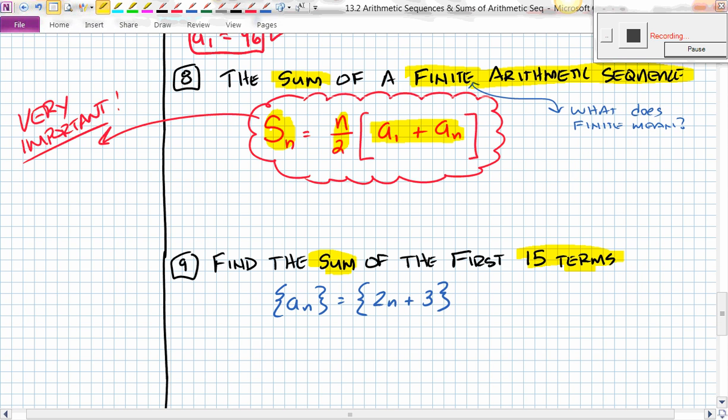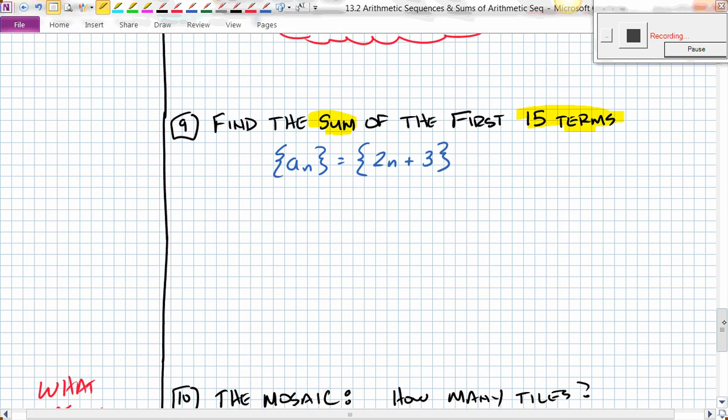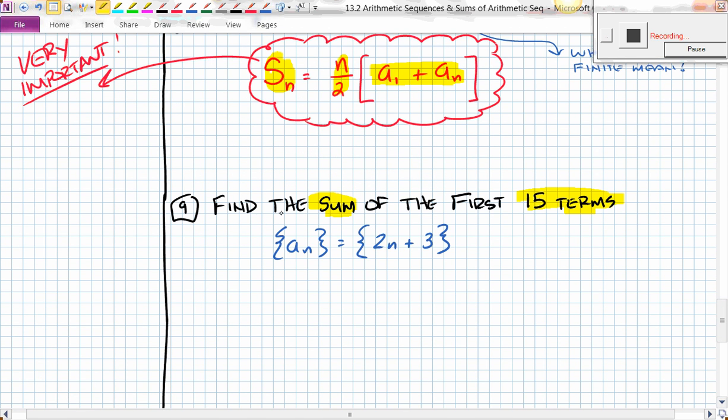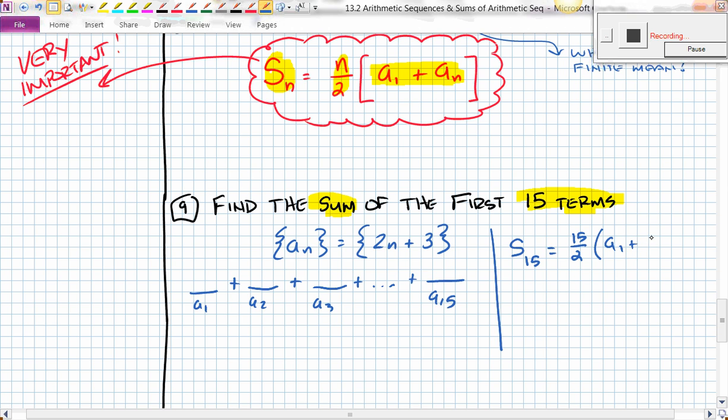All right, let's use that right here, and then we'll come back to our mosaic. Find the sum of the first 15 terms here. So here's what we want, right? A sub 1 plus a sub 2 plus a sub 3 plus and so on, all the way out to a sub 15. Well, the formula says the sum of the first 15 terms has to be 15 divided by 2 times the first term plus the last term.